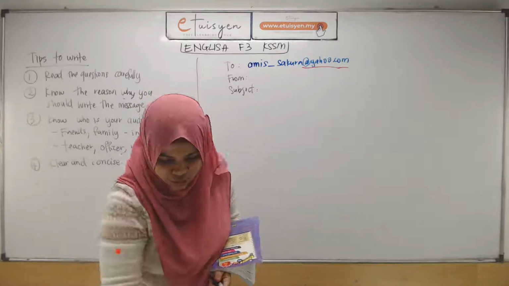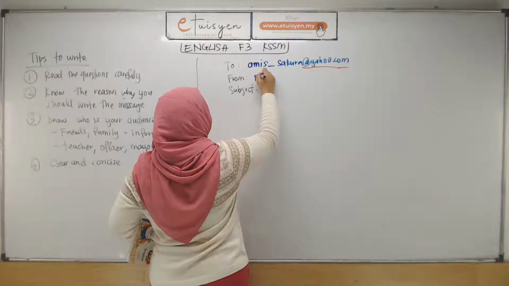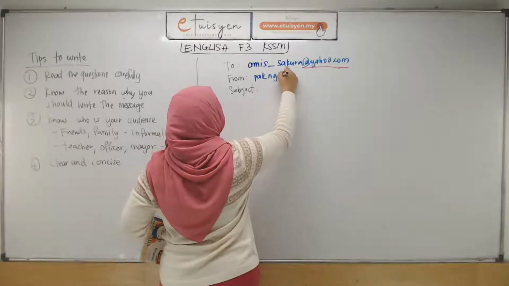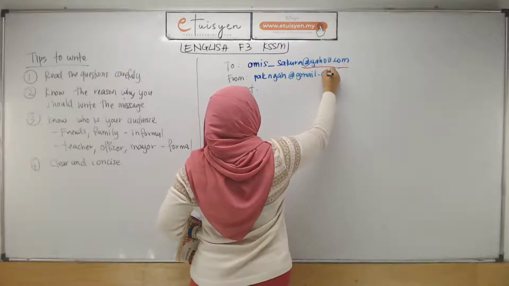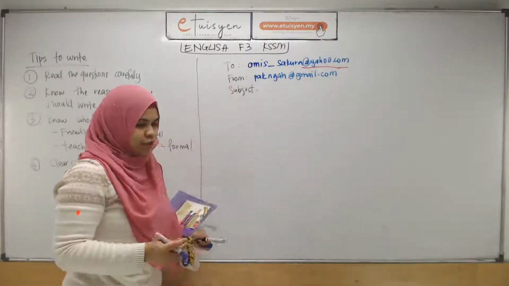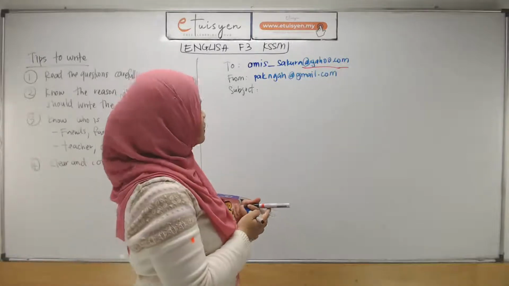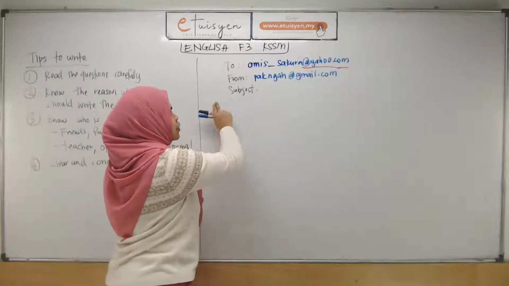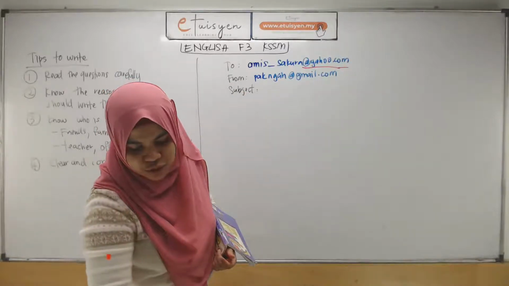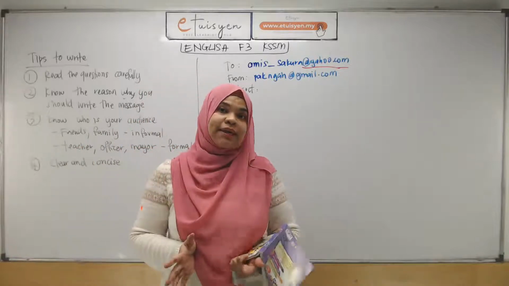And then from, say for example lah, from Pak Ngah @gmail.com. Okay, but usually they will give you the email address. You don't need to write it up. But if in case tak ada, then write it up. Now this subject portion. Subject ni maksudnya apa tajuk your email it's about.